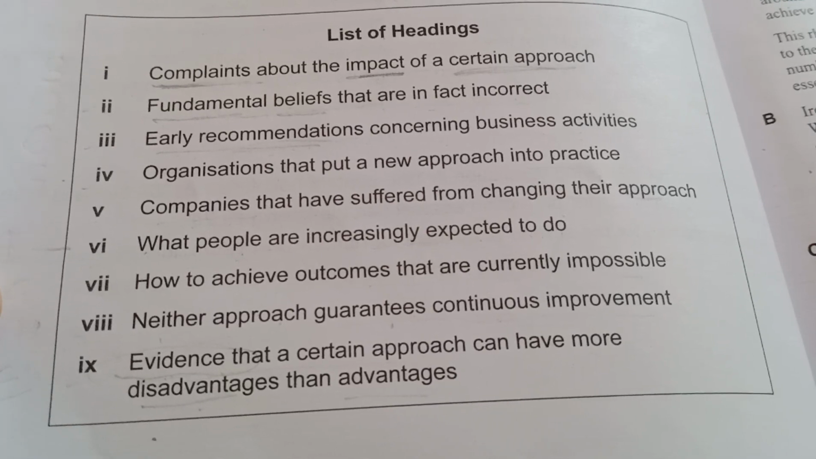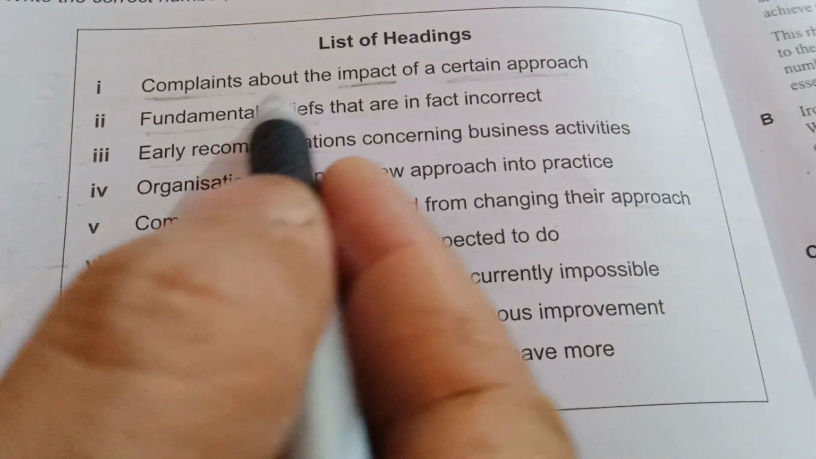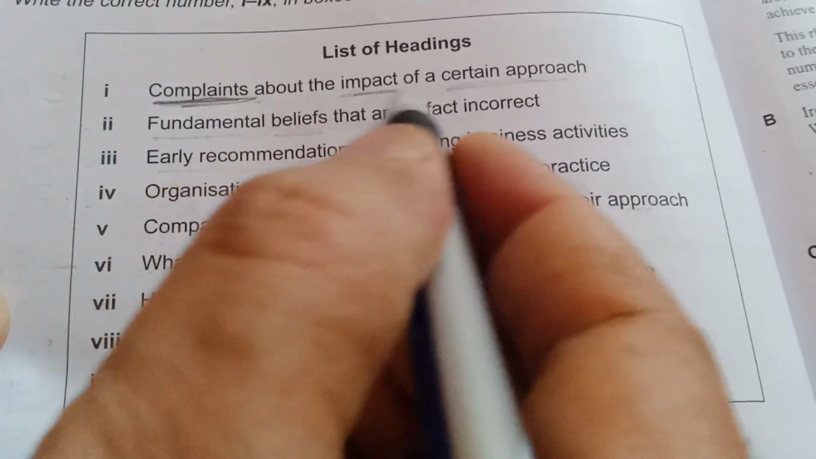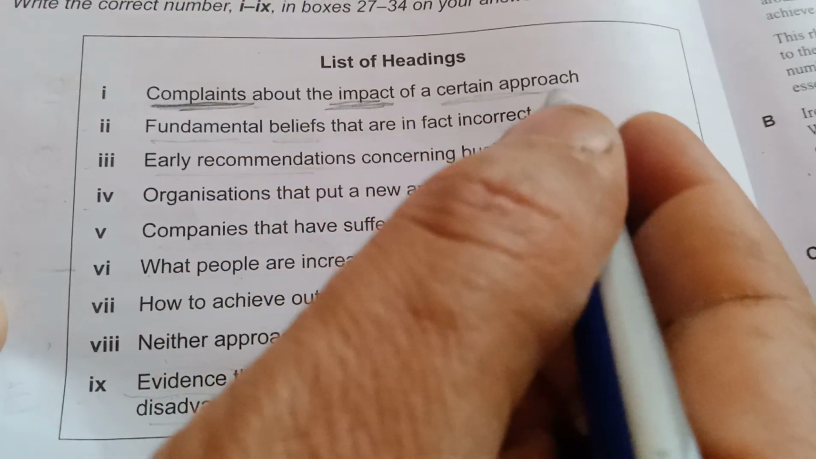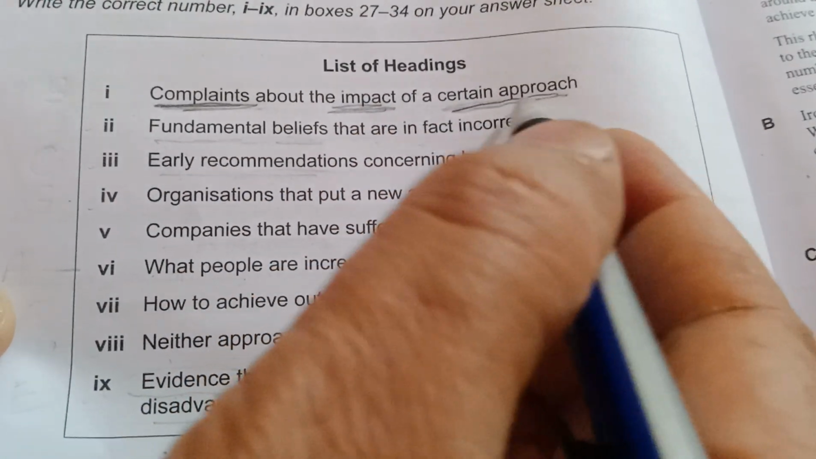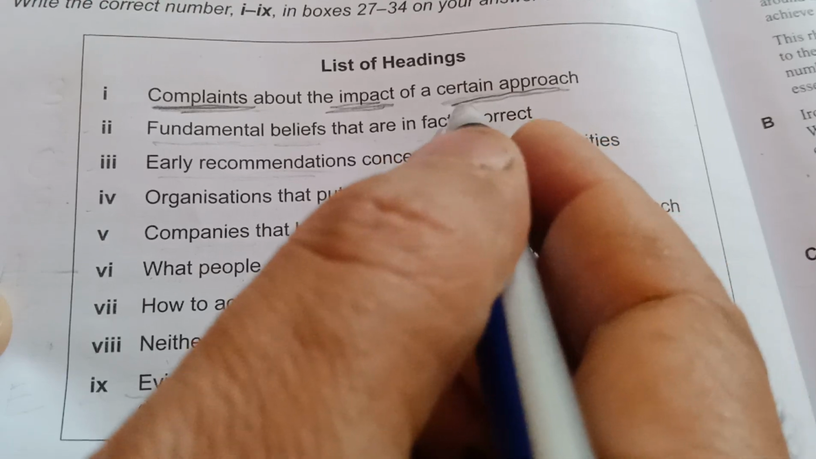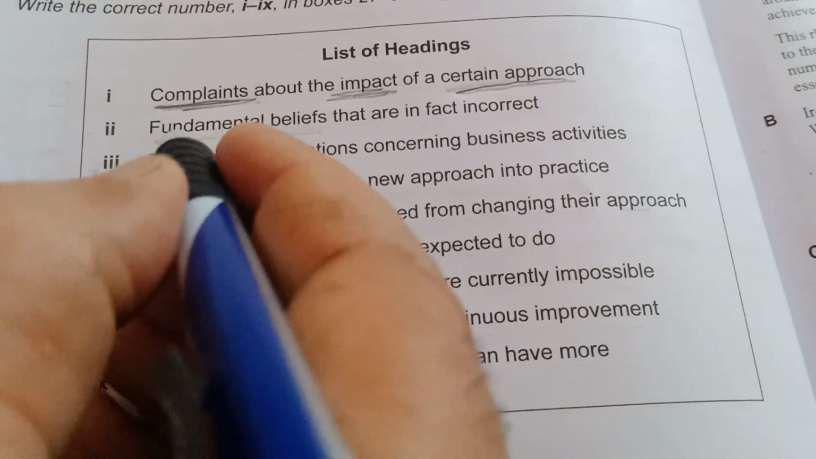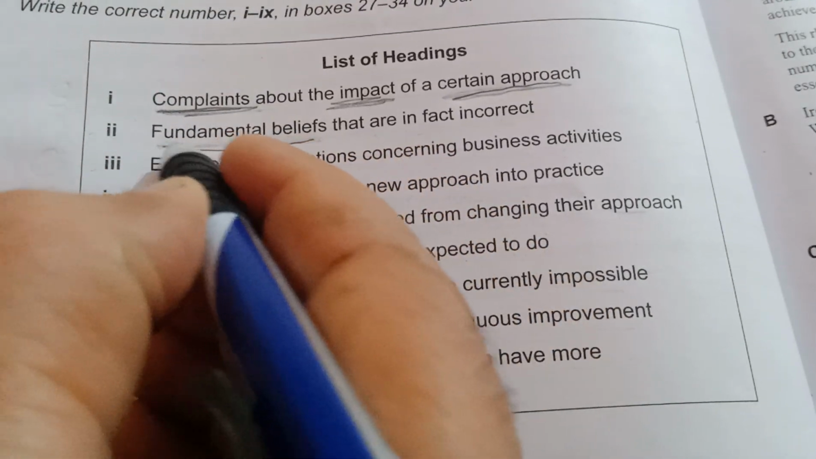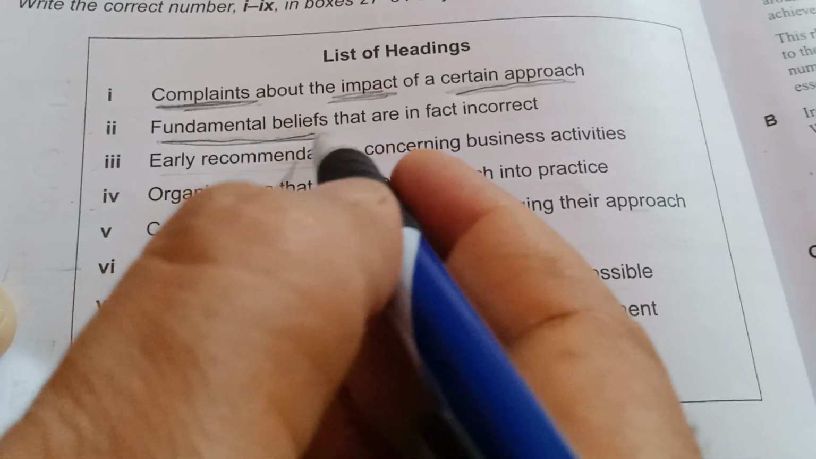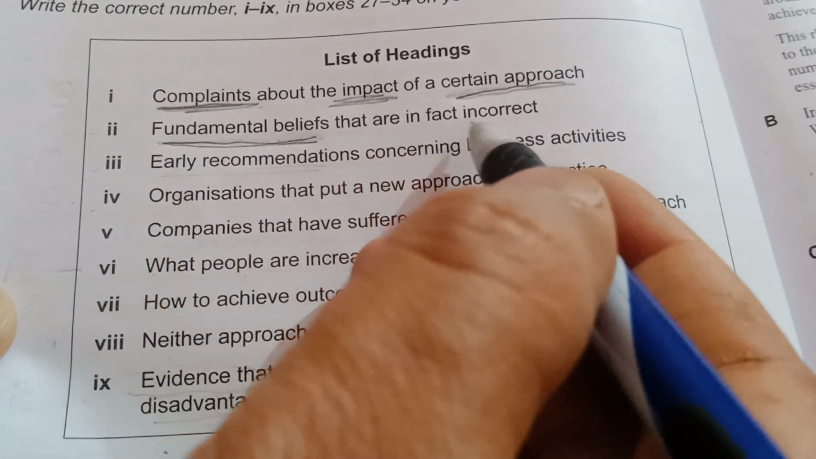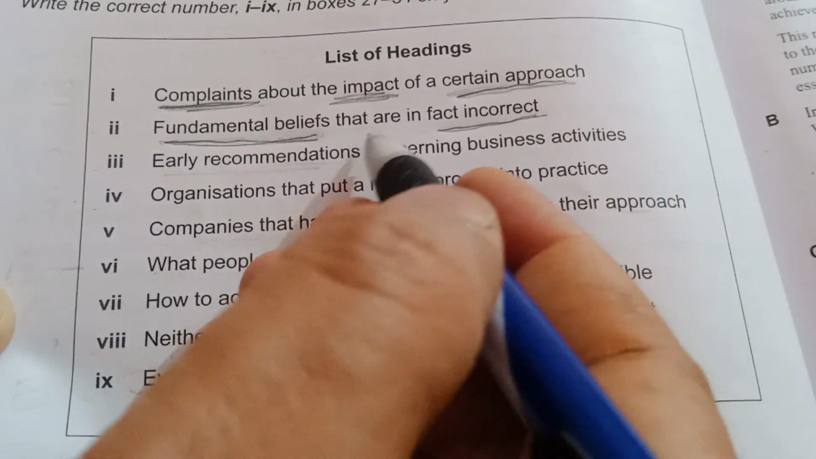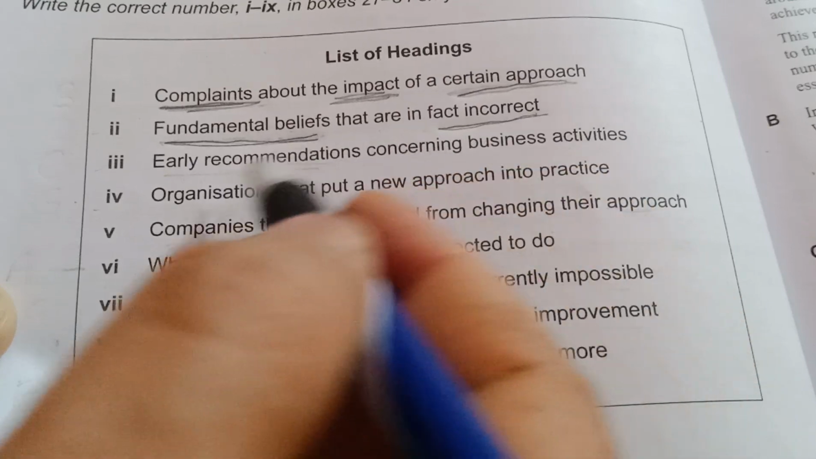What do they mean? So first is complaints about the impact of a certain approach. Complaints, impact means effect, and certain approach means certain method. Any method is applied and that method has some problems, so there are some complaints about that. Next is fundamental beliefs. Fundamental beliefs means basics. Basics that are in fact incorrect. Some principles, some belief systems, some assumptions are there and they are wrong.